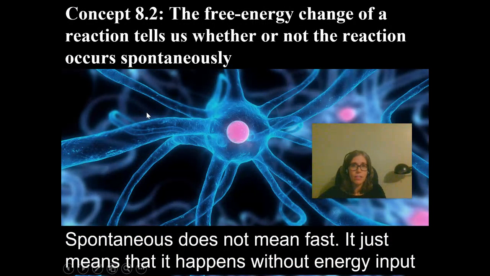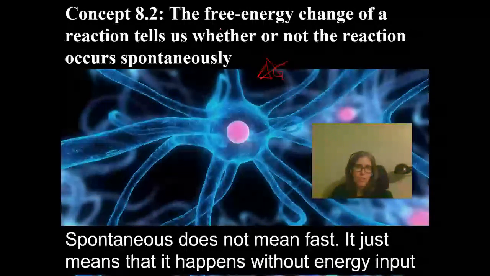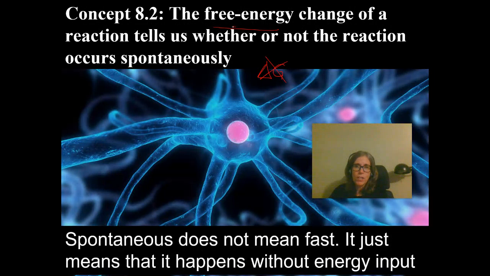Okay, next idea is free energy. Free energy is given by the symbol delta G, and you don't have to know that anymore. We used to have to do a little bit of math with this, but they've changed the curriculum, so you don't need to, but you still need to get the concepts. This idea of free energy, it's the change in energy of a reaction, and it tells us whether the reaction is spontaneous or not. Spontaneous, again, does not mean that it's a fast reaction. It just means that it's thermodynamically favorable.